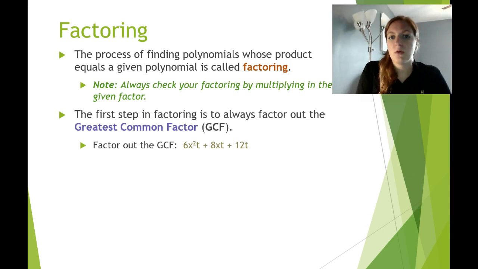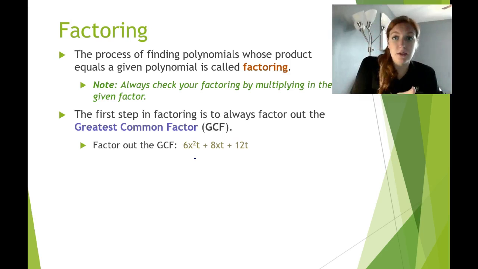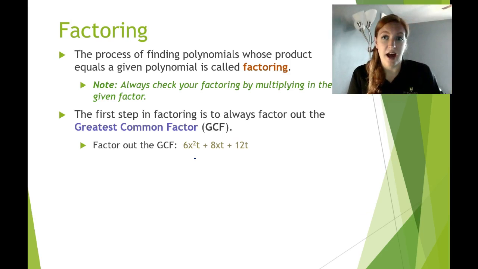So for example, we're starting with the polynomial 6x squared t plus 8xt plus 12t. Okay, great. You think to yourself, oh, that's my finished answer. But when you're factoring, you're actually trying to work backwards. So you're trying to figure out what multiplied to give me that. And the first thing we want to look at is factoring out a GCF, which is the greatest common factor.